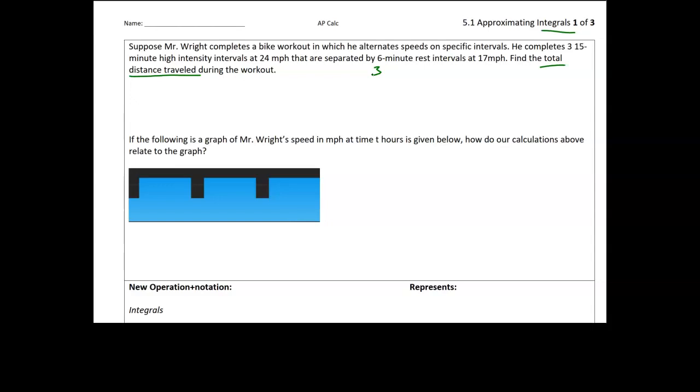So all I have to do is do speed times time, right? And that gives me distance. And we'll just write everything in hours, just to make our lives a little bit easier. So we'll start with the 3 15-minute high-intensity intervals at 24 miles per hour. And we'll do 3 intervals times 0.25 hours. That's 15 minutes is a quarter of an hour. Times 24 miles per hour. And that ends up being 18 miles.